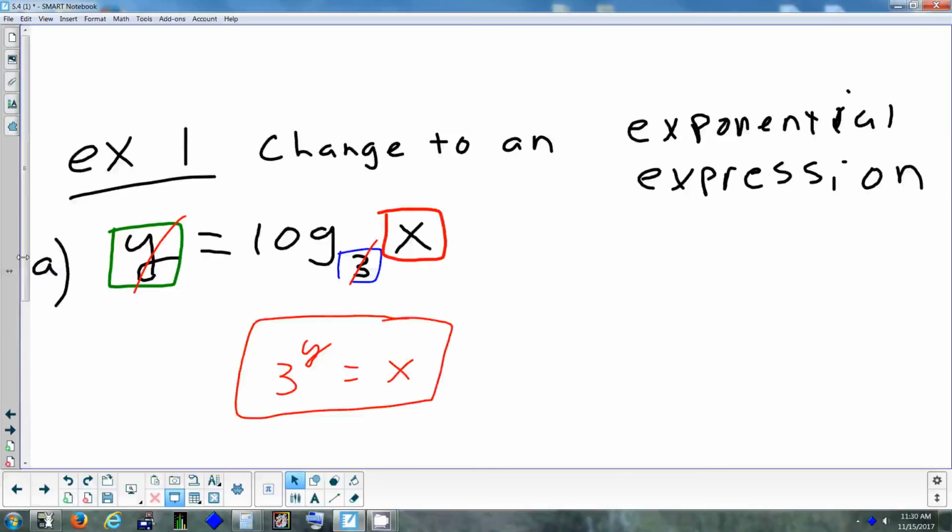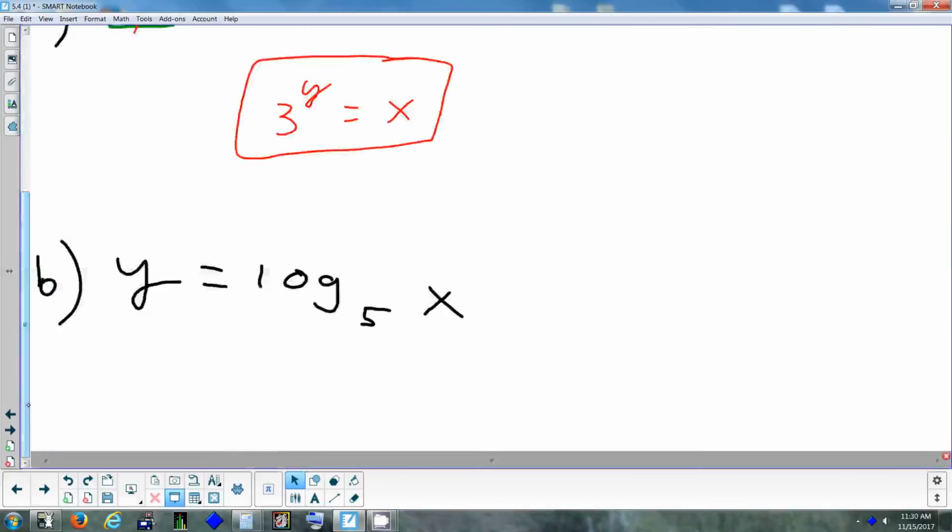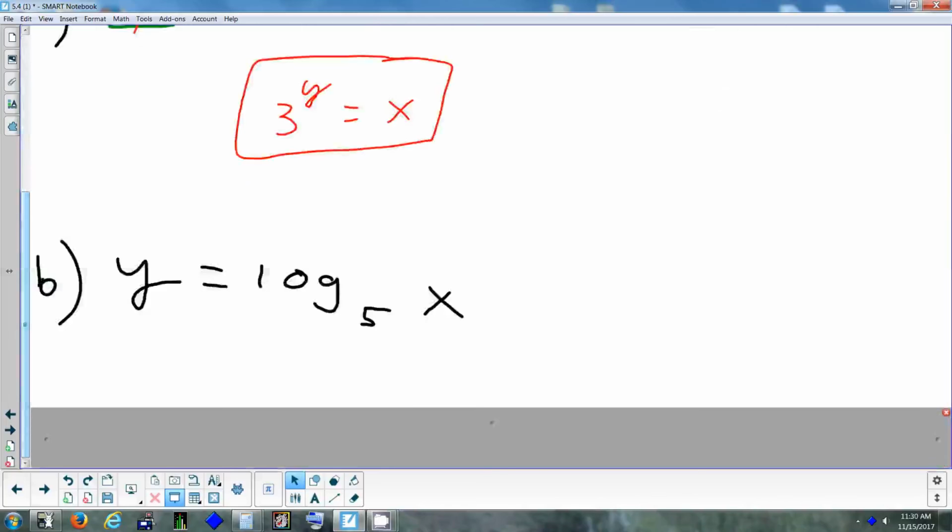All right, let's try this one. y equals log base 5 of x. Okay, so the first thing to notice when you rewrite it in exponential, the word log is gone. That's the point. You're getting rid of the word log.